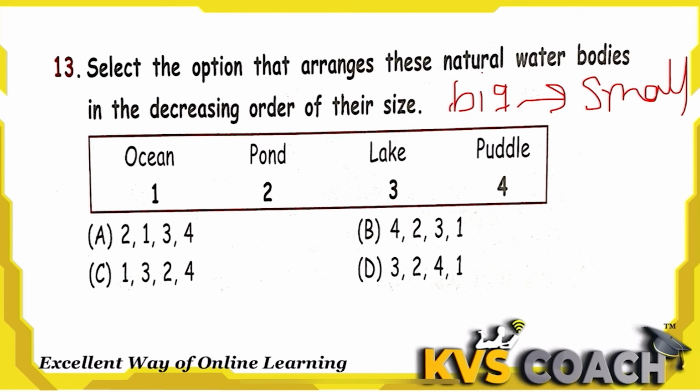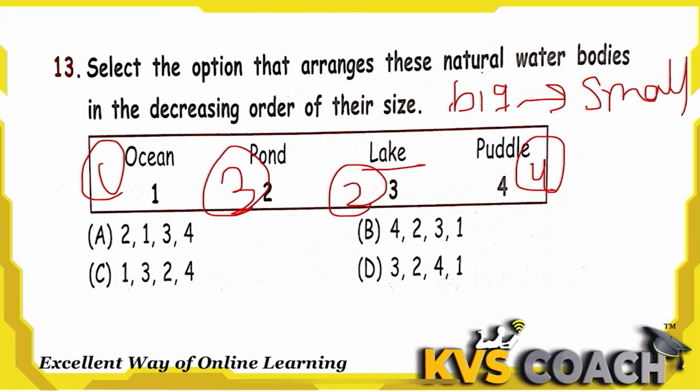Option 1 is ocean. Yes, this is the biggest. And pond, lake, puddle. Puddle is the smallest. Yes. In pond and lake, lake is bigger than pond. It means this is 2 and this is 3 number. So 1, 3, 2, 4 are the arrangement. 1, 3, 2, 4. Here is C. C is the right answer.